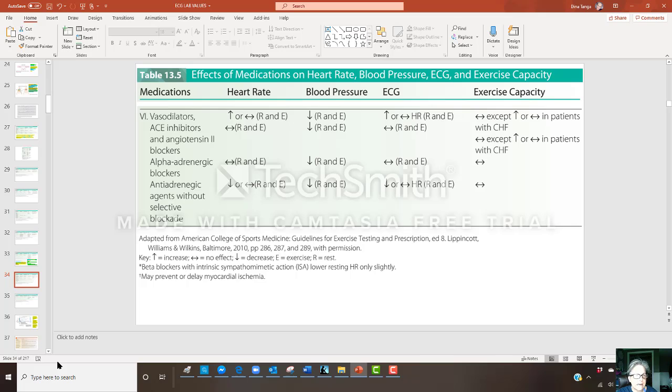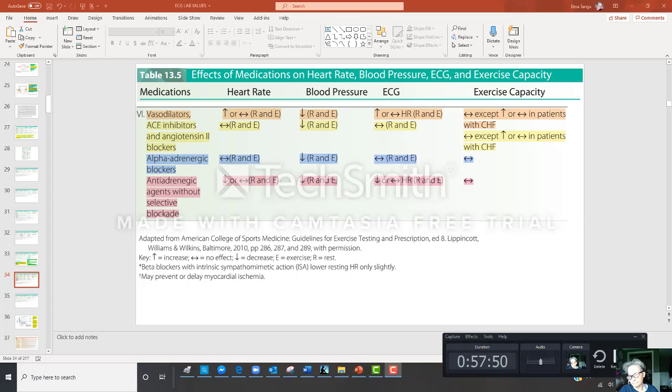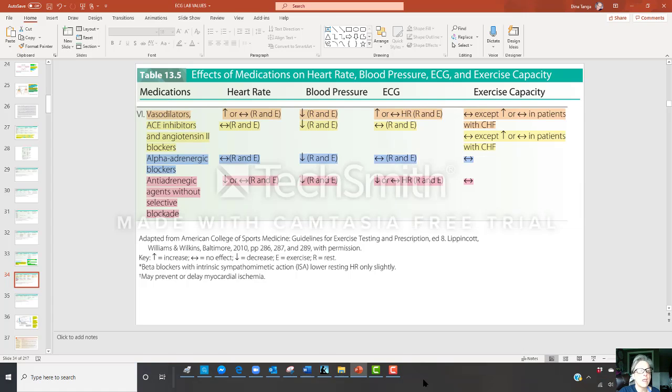Vasodilators, ACE inhibitors, and angiotensin II blockers. Oh my God. Please hold. Okay.